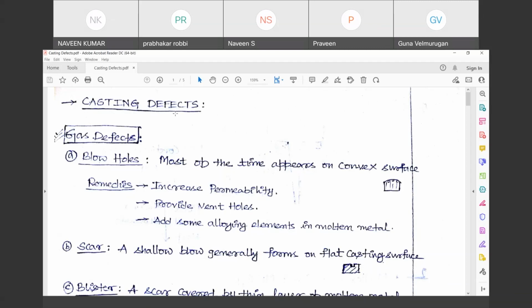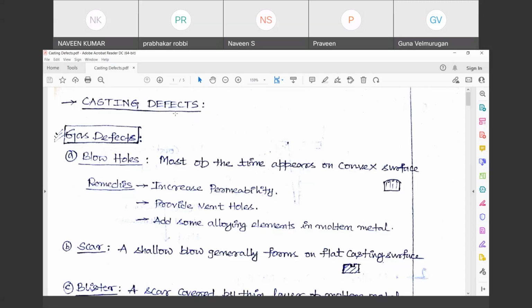Because of that liquefaction and pouring into molding sand, the reaction between molding sand and liquefied metal, and the reaction of liquefied metal with the ambience, it will cause so much trouble. Because of that, so many defects will come. And while solidifying, it will not solidify properly if you're not providing proper temperature gradient, how much time you're pouring, how much time you're allowing it to solidify, what is the riser volume that you are providing. Everything is important. Are you providing vent holes or not? So many problems are there in casting defects.